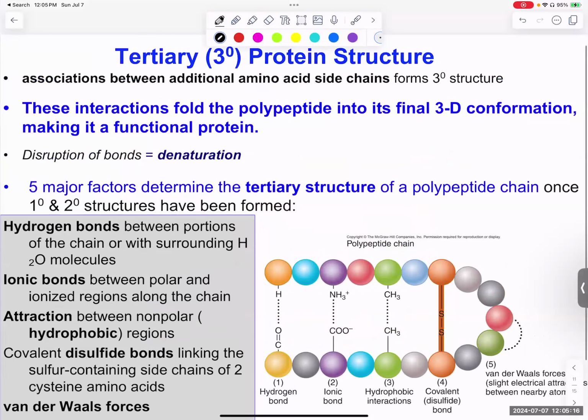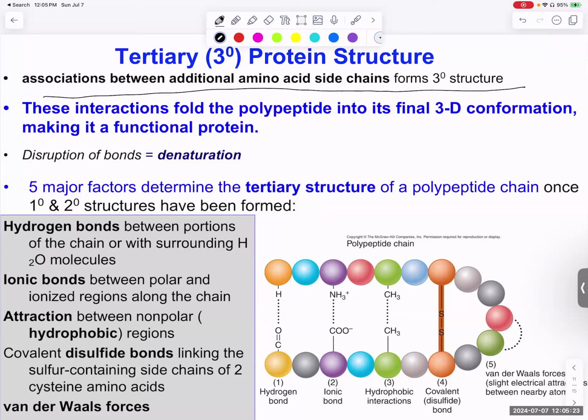So the tertiary structure, it's the associations between the amino acid side chains. These interactions fold the polypeptide, meaning many amino acids, into its final three-dimensional conformation, making it a functional protein. Now, if this tertiary structure is broken, it's called denaturing.